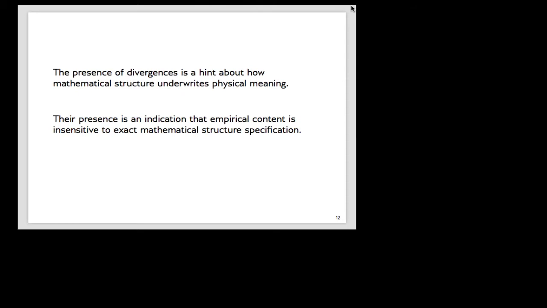And in particular, the idea that I want to develop here is that the presence of divergences is in fact a hint about how mathematical structure underwrites physical meaning. Their presence is telling us something about how the mathematics of the theory is connected to the physical content. And in particular, I think that their presence is an indication that empirical content is insensitive to exact mathematical structure specification.